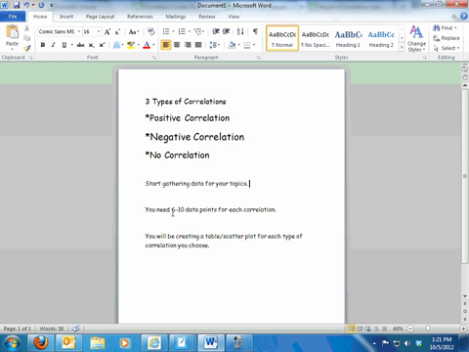You need 6 to 10 data points here for each type of correlation, a minimum of 6, a maximum of about 10. And then once we have all that data, we're going to be putting it into tables and making scatter plots next week. So that is your assignment that you need to have ready to go.